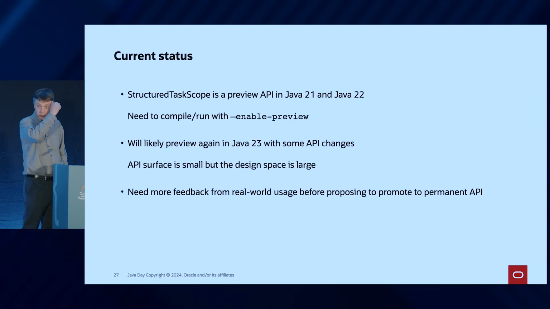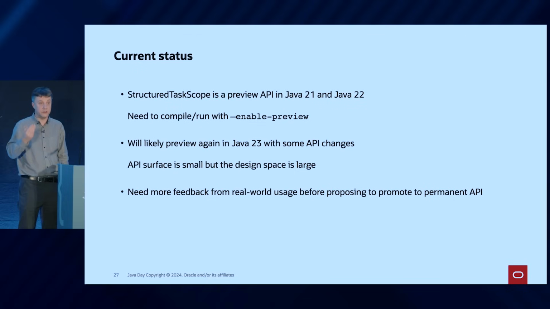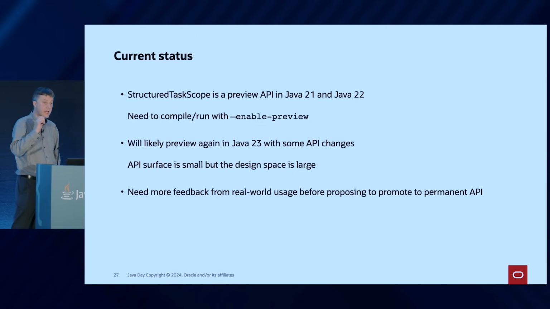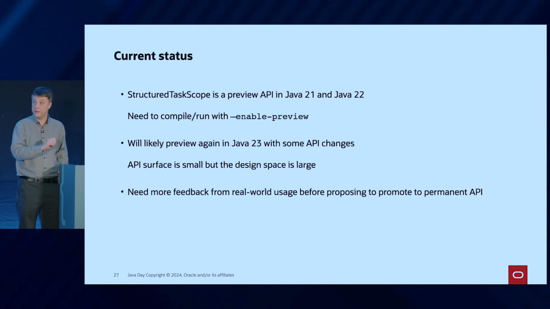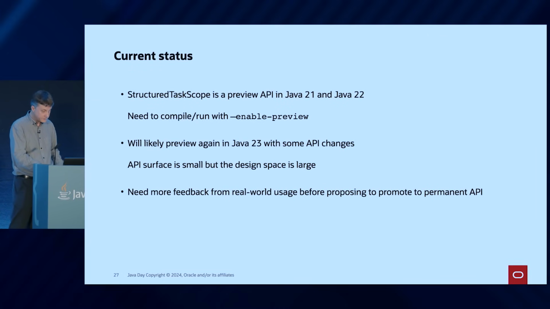I showed two other JEPs going along here. I showed you scope values, and that's in preview. That's very close, I think, to becoming permanent in the next release or two. And gatherers' first preview is in 22. The map concurrent looks pretty good here, and I think it's important that there's feedback on that API before it becomes permanent.